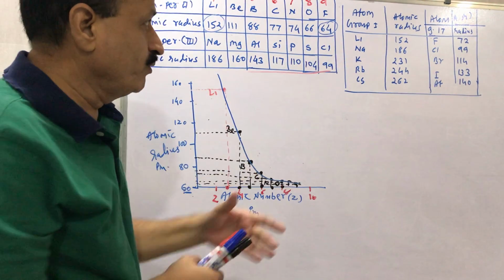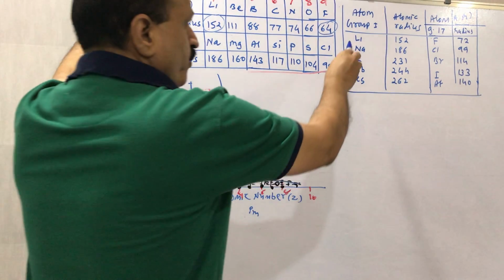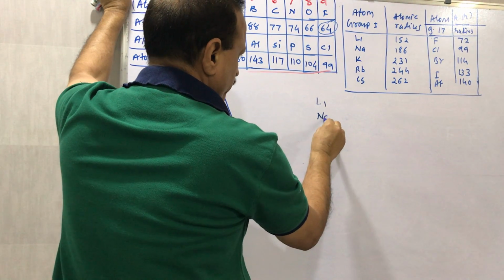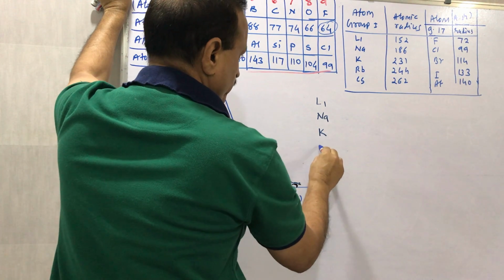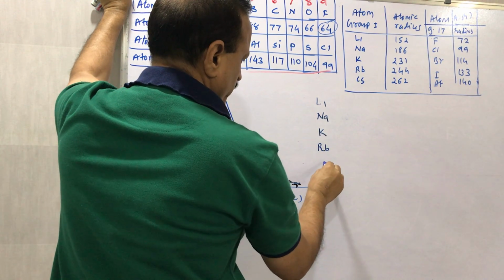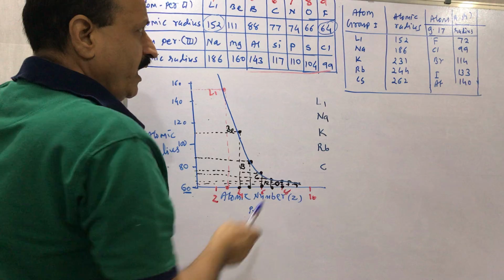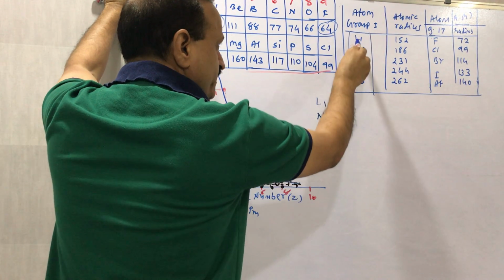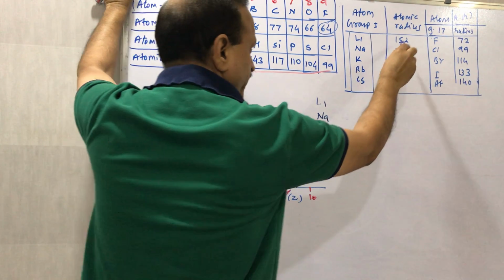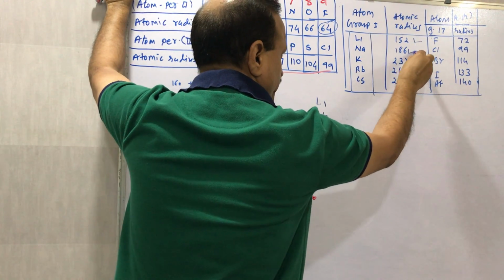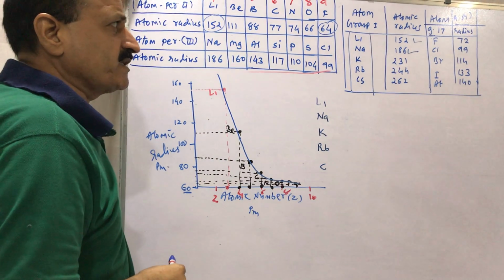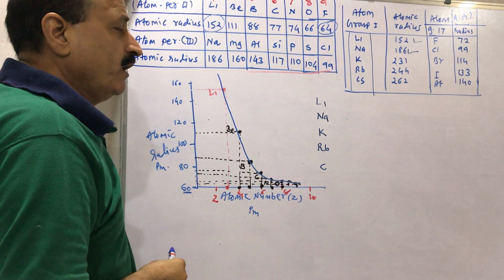You can see now, here in group 1, here are lithium, sodium, potassium, rubidium and cesium. As we go down the group, atomic number increases, and atomic radius also increases. So atomic radius is increased, it means the size of the atom is increased.